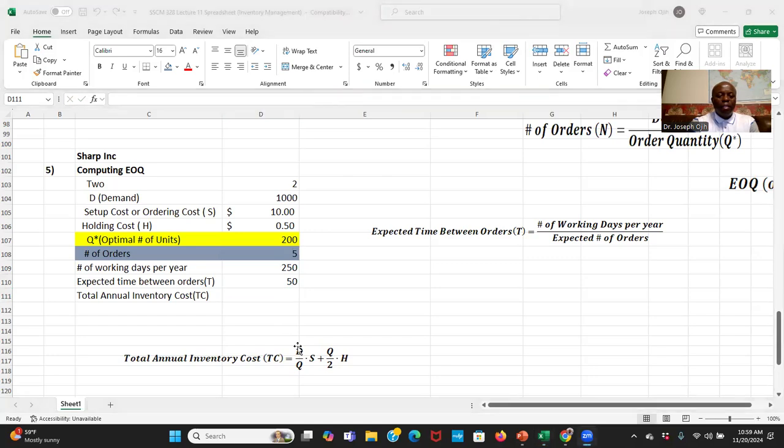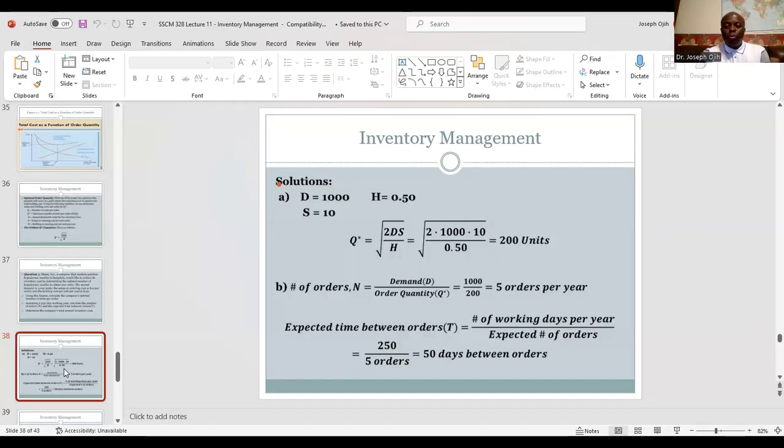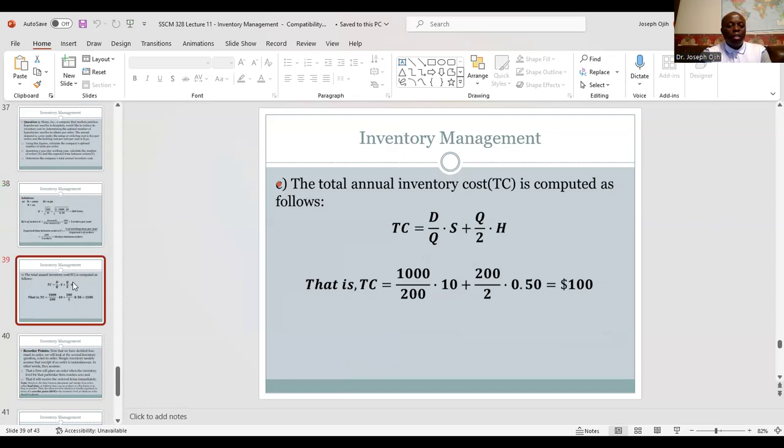So you can see that right there. I even did it here too. You can see exactly here, so you can watch both of them as you do it. 50 days between orders. Okay.